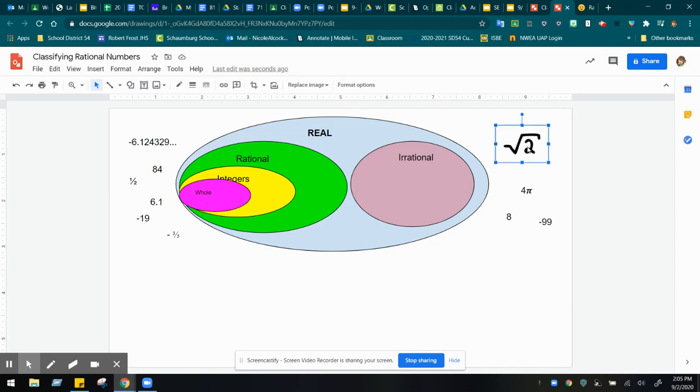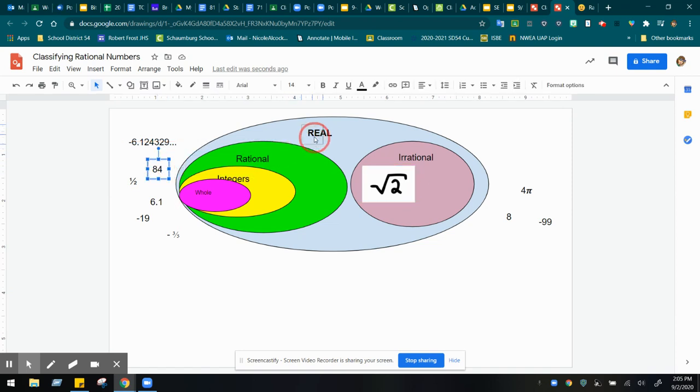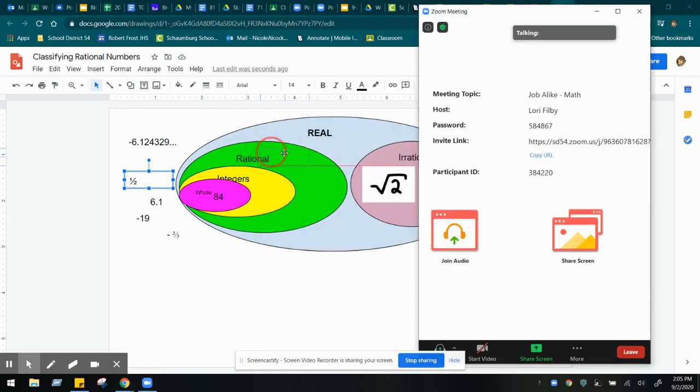So then I look at my numbers and I can categorize them. Square root of 2 is not perfect, so I know it's irrational. That's going to be not written as a fraction. I see the number 84. It's a real number. It's rational. It's an integer. And it's a whole number because it's positive. 1/2 is a fraction. So I know it's real and rational.